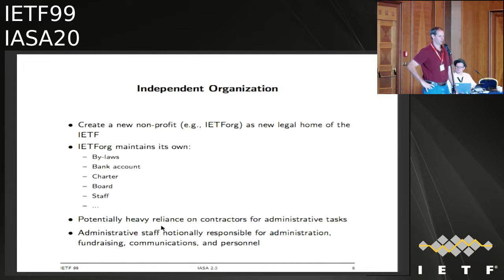And the third one, for the most part, looks relatively similar to the ISOC subsidiary, except it's now a separate nonprofit organization. So we would then again have our own bylaws and bank accounts and charters and boards and all that other fun administrative stuff. Administrative stuff would still be done with contractors to do all the heavy lifting for that. The one thing that came up is that we'd now have notional responsibilities within the administrative staff for not only the administration parts, but also the fundraising, communications, and personnel decisions.